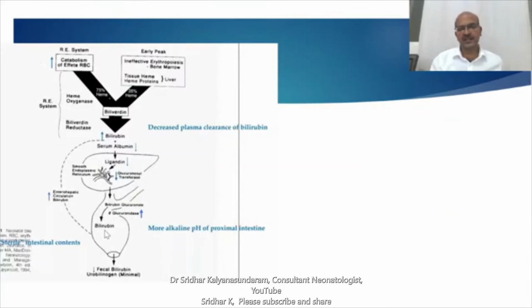So if there is stasis of the bilirubin passage through the intestines, for example in meconium ileus, or in a baby with hypothyroidism where the meconium is not passed adequately, you may have increased reabsorption. And sometimes, as we will discuss later, the breast milk contains glucuronidase enzyme, which leads to persistent unconjugation and reabsorption of the bilirubin back into the bloodstream. So this leads to prolonged jaundice in a breastfeeding baby.